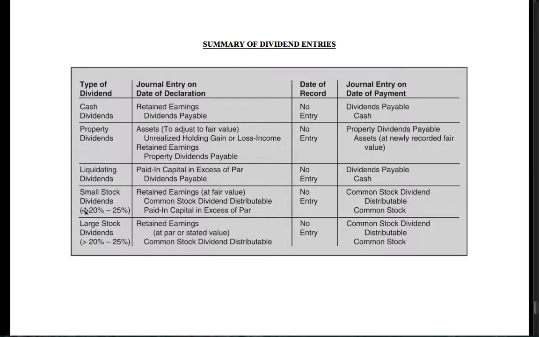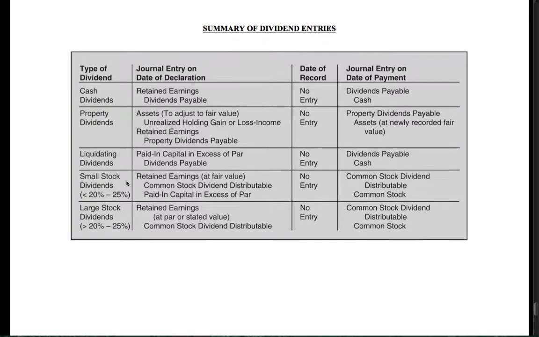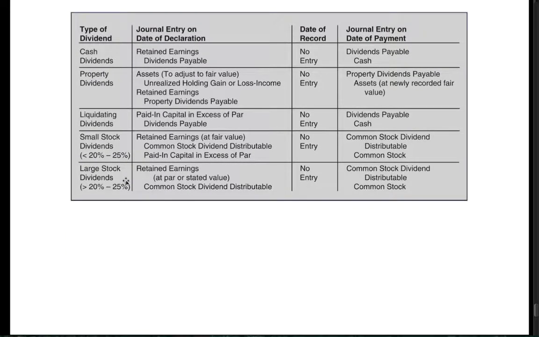And for purposes of our class, small stock dividends will always be less than 20%, and I will always make large stock dividends greater than 30%. So this table makes it appear that 25% falls into that range, but I will make it very clear. It'll be very obvious if it's a small stock or a large stock dividend.